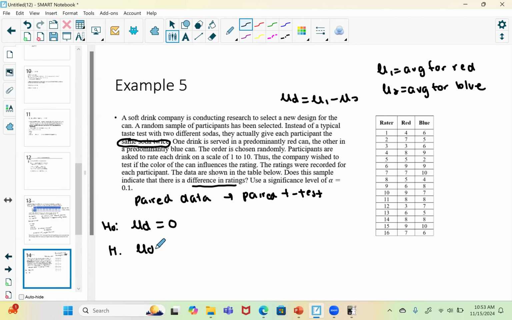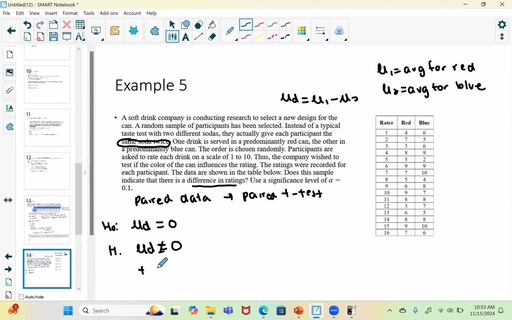That's all they said. Okay, so I don't have a direction. I'm just saying, is there a difference? And if there's a difference, the difference would not be equal to 0. Okay, that would indicate there's a difference. Okay, from there, we're going to run the test.